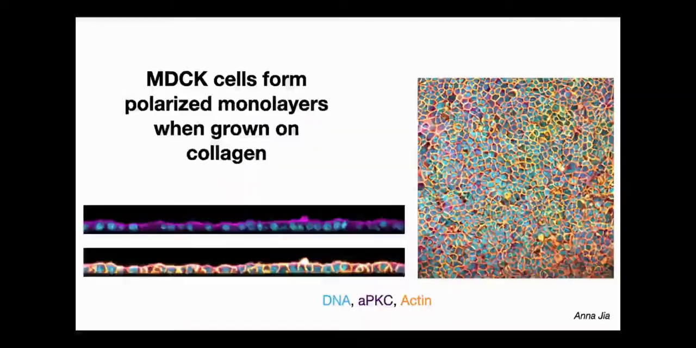Just to look at the side view of these, when we grow MDCK cells on a collagen-coated slide, they form polarized monolayers in culture. So they're not inherently polarized, but we can induce polarity. Here you can see that there's a nicely packed sheet of cells, and if we look at the XZ view, we can see that a marker of apical polarity is localized apically. Also, we use phalloidin to stain for actin, and DAPI for the DNA as well.